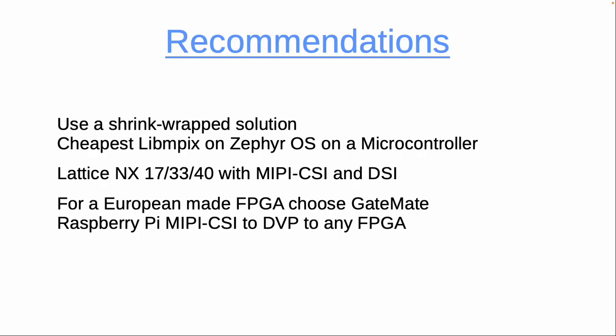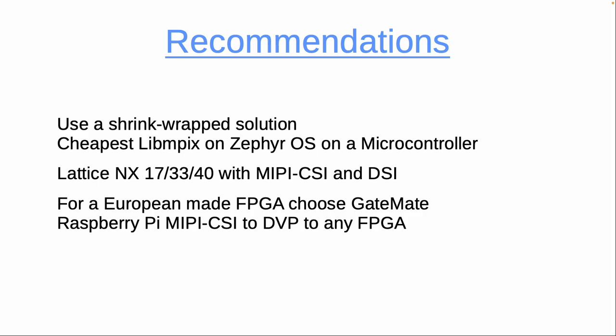Okay, so there's a whole section on recommendations. Basic thing is, if you find a shrink wrap solution that does what you need, use it. That's the easiest. If you need to do something custom for low bandwidth, go with Zephyr OS on a microcontroller, particularly once they get single instruction, multiple data working. Open source, go with the Lattice NX. That'll take you up to 2.5 gigabits per second. If you need more, you have to go with the closed source FPGA.